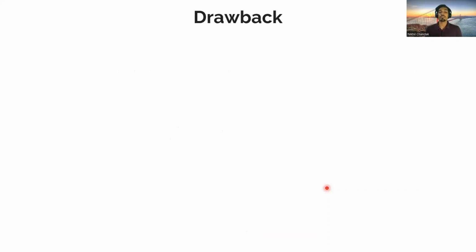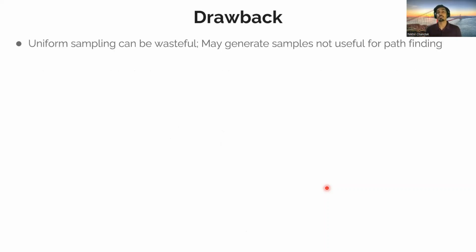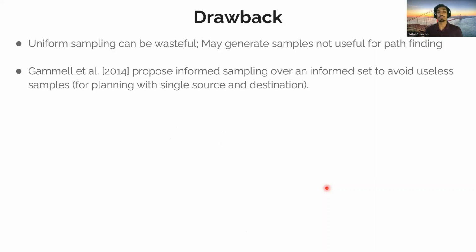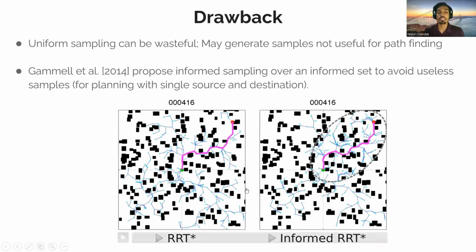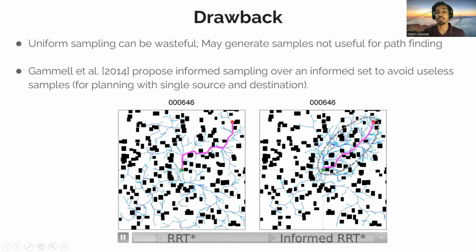However, a drawback of randomly sampling from the whole space is that we may end up generating samples which are not useful in pathfinding. To overcome this limitation, Gammell et al. proposed informed sampling, and it works as follows. Consider the problem here where on the left, RRT star is used, whereas on the right, RRT star with informed sampling is used. The green node is the source, and the red node is the destination, and the black boxes are the obstacles. And what we see is that on the right, samples are only drawn from this ellipse, and any sample outside this ellipse does not improve the length of the path.